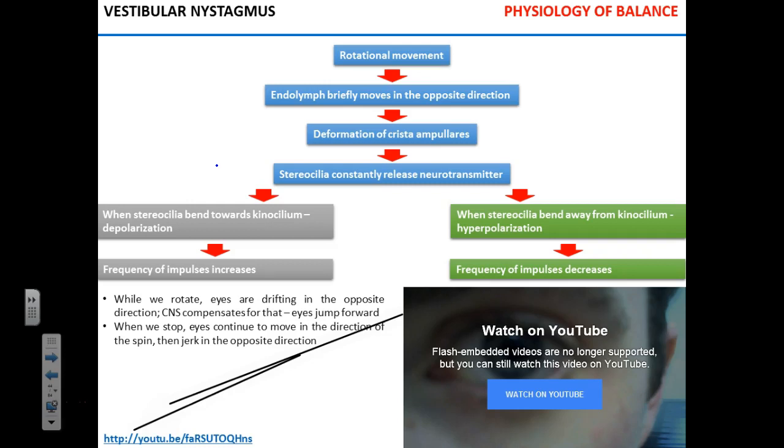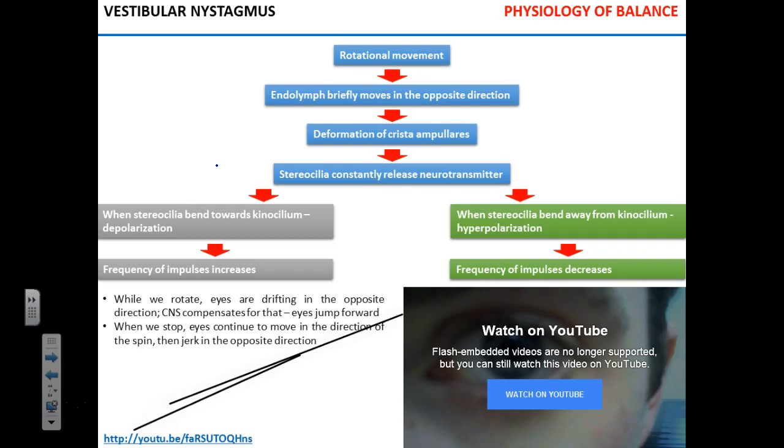Does it make sense? So essentially, the only difference between the perception of rotational movement and perception of linear movement is what actually moves. When macula perceive the linear movement, whether it's the vertical, as in saccule, or horizontal, as in utricle, otolith membrane bends stereocilia. When it's about rotational movements, it's endolymph that bends crista ampullares.